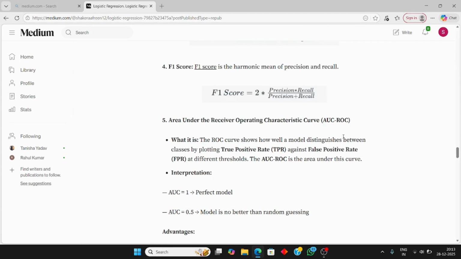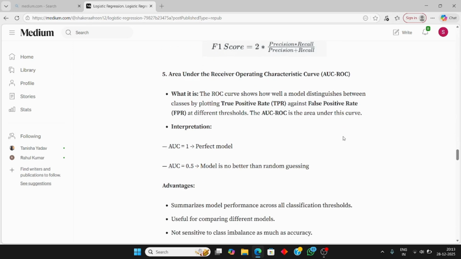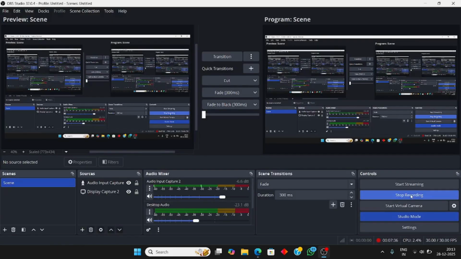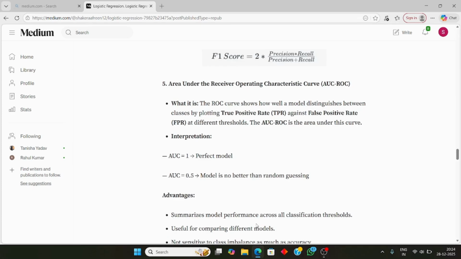The next is the area under the receiver operating characteristic curve. What is it? It is a key metric for evaluating binary classification models, representing the model's ability to distinguish between the positive and the negative. See, it is written here: the true positive rate and the true negative rate. So it is basically used to judge the model's ability to separate positives and negatives.